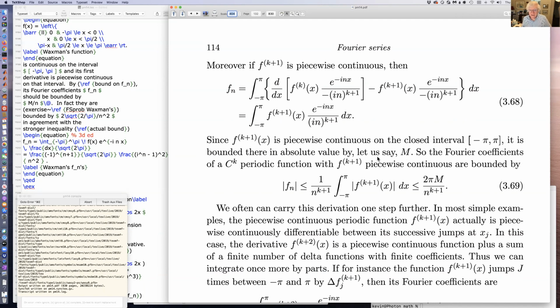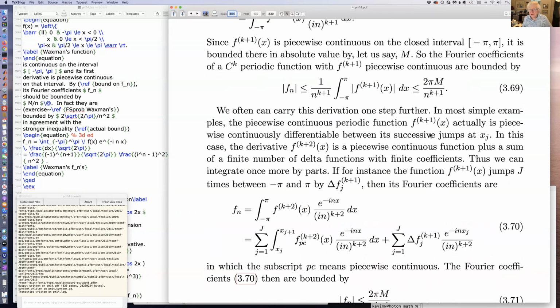And so this thing is bounded by, let us say, M. And so the Fourier coefficients of a C^k periodic function whose k plus first derivative is piecewise continuous are bounded by something over n to the k plus 1. So the convergence of the Fourier series is better. And you can even go further because this function is piecewise continuous. And in most examples, in other words, where this is a function you can write down in terms of other functions that we know about, it's almost always true that the piecewise continuous periodic function actually is piecewise continuously differentiable between its successive jumps.